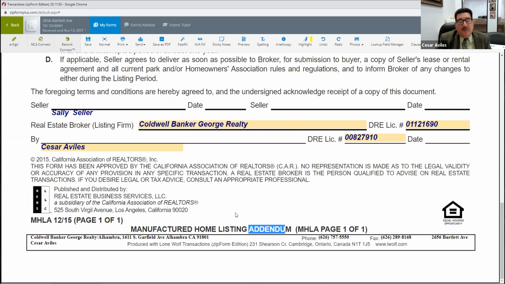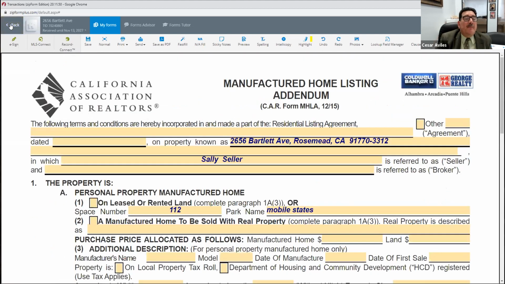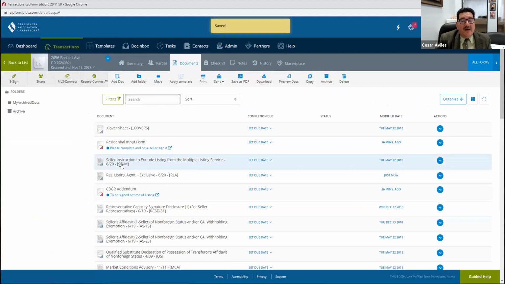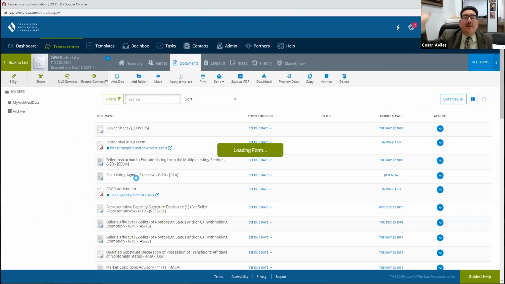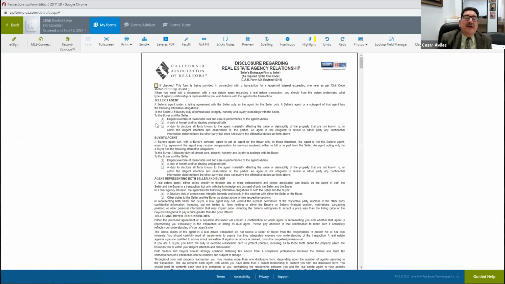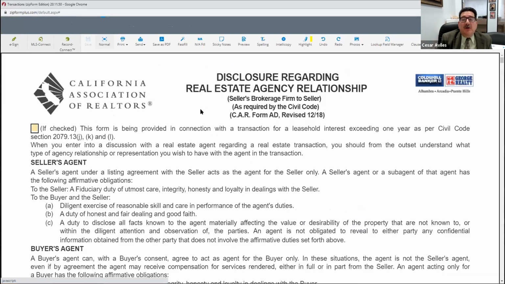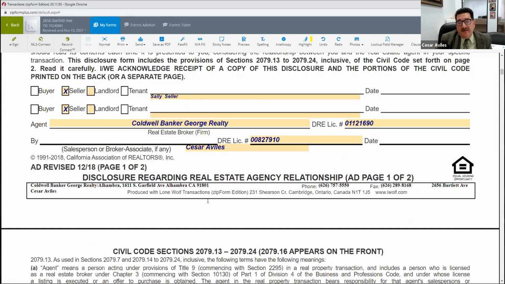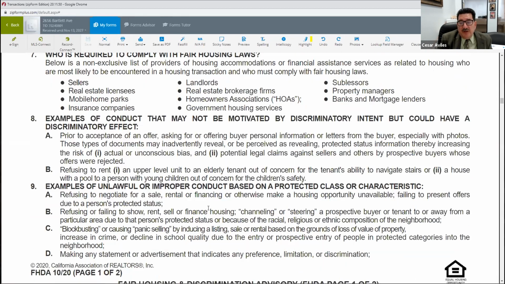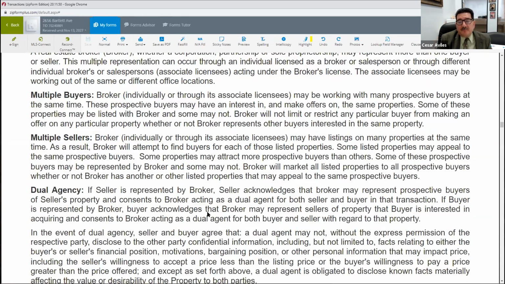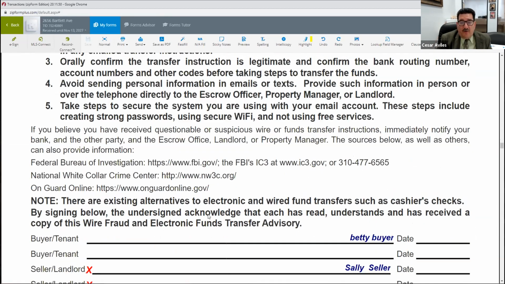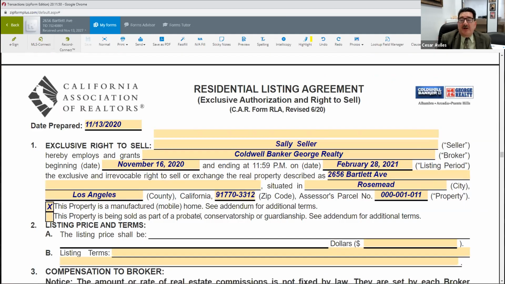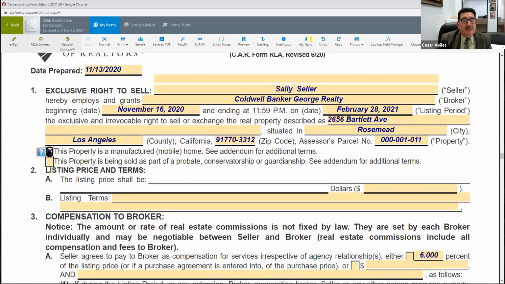manufactured home listing agreement. Okay, so let me go back and continue with our listing agreement. I'm just showing you some other branches of the listing agreement, right? So we go back to the listing agreement. Sorry, every time I go back, I have to go to the beginning of the listing agreement and go through all the forms that are already attached, all the branches that are attached here. So in this case, this property is not a mobile home, so we will not be attaching that branch.